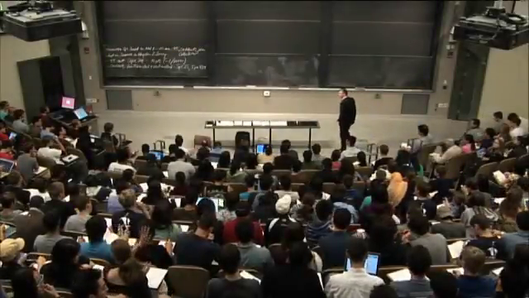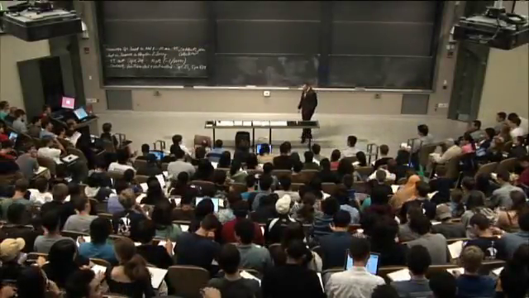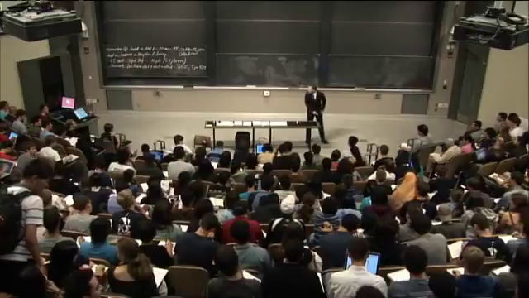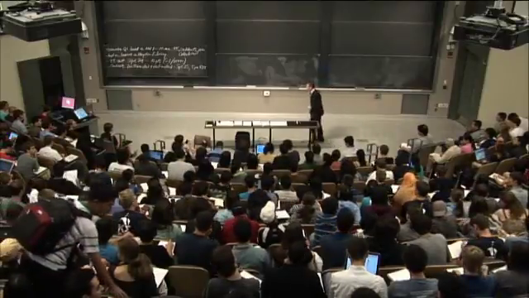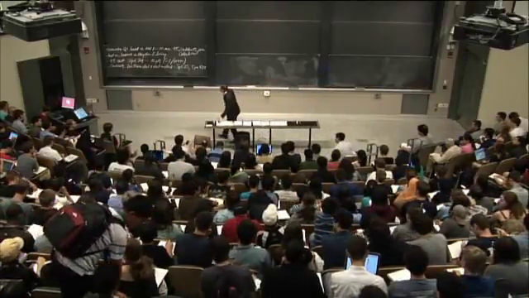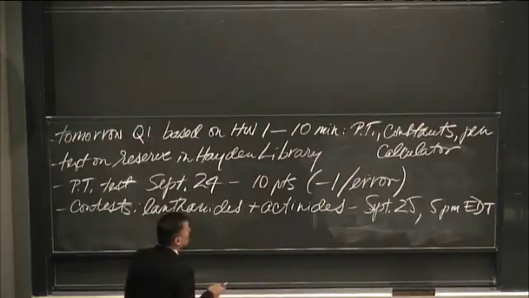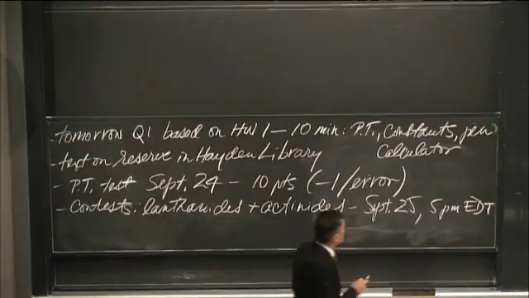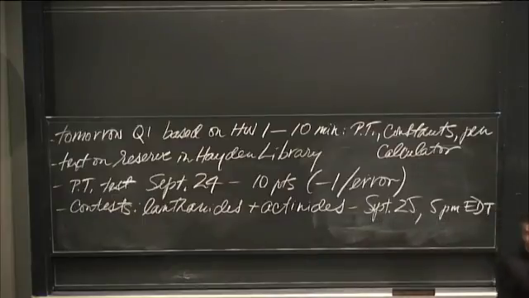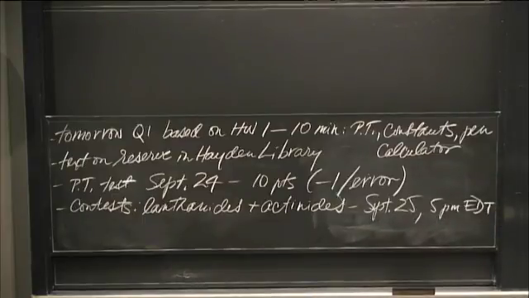Time to learn. It's time to get back to business here in 3091. So, let's do the announcements first. Tomorrow, quiz 1 based on homework 1, 10 minutes. Bring your periodic table, your table of constants, something to write with, and a calculator. There's about a dozen or so copies of the text on reserve at the Hayden Library. I want you to be aware of that.